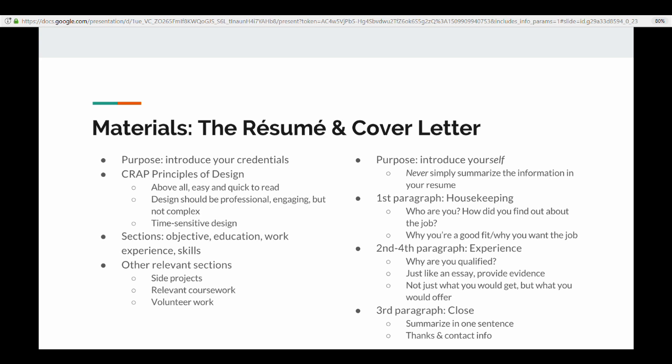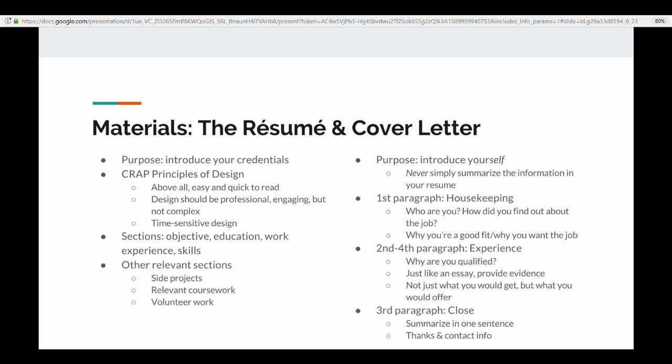So moving to the cover letter, again, don't simply summarize the information in your resume. The first paragraph of your cover letter is to introduce yourself. It's kind of a housekeeping paragraph. You need to explain how you found out about the job and very, very briefly why you're a good fit and why you want the job.